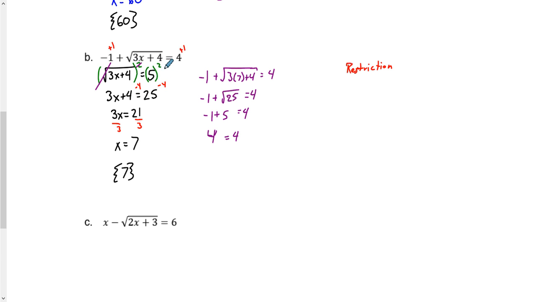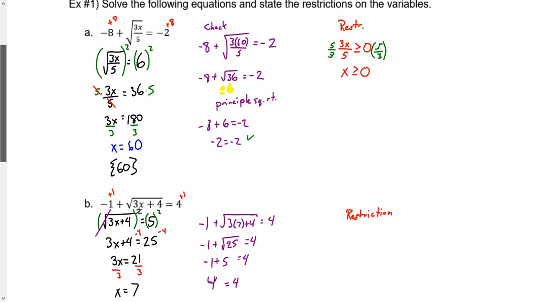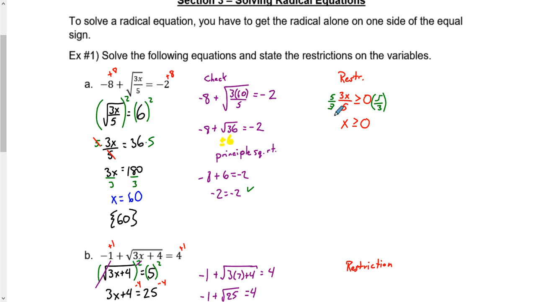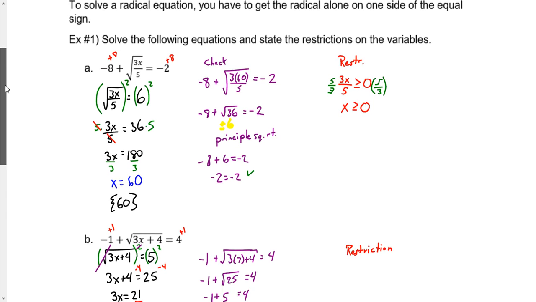Our restrictions is, once again, we have to just make sure that our radicand is greater than or equal to 0, because we can have this equal to 0. Just like we could plug 0 into here, and the square root of 3 times 0 over 5, square root of 0 is 0. It's not our solution, but it's just saying that our answers have to be greater than or equal to 0.